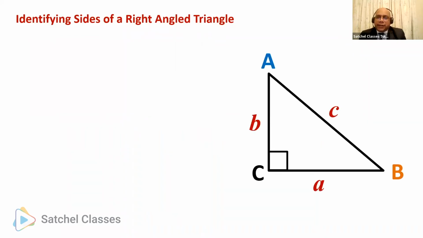So here's a right angle triangle with side lengths a, b, and c, small letters. And the angles are also A, B, and C, capital letters. So the side opposite to angle A is small a, the side opposite to angle B is small b, and the side opposite to angle C is small c. Now let's understand different terminologies, okay?